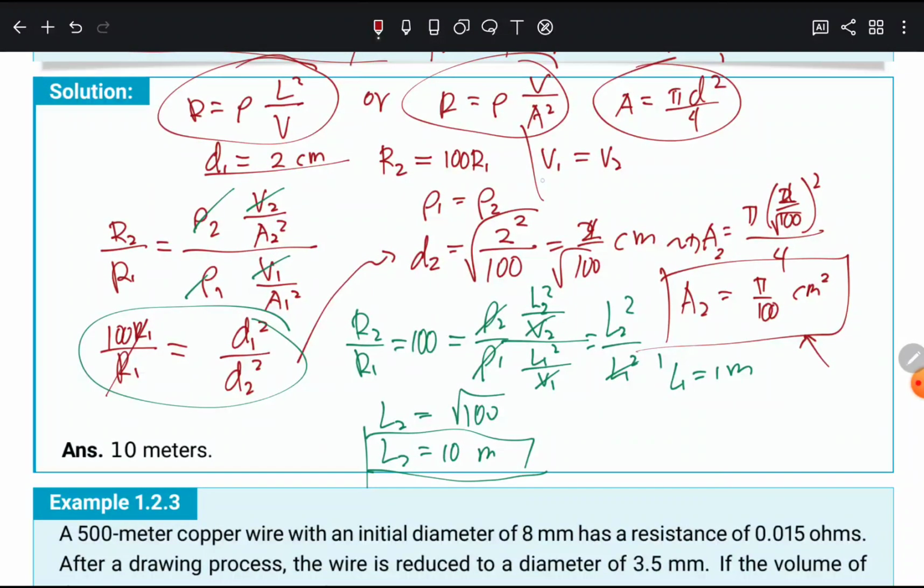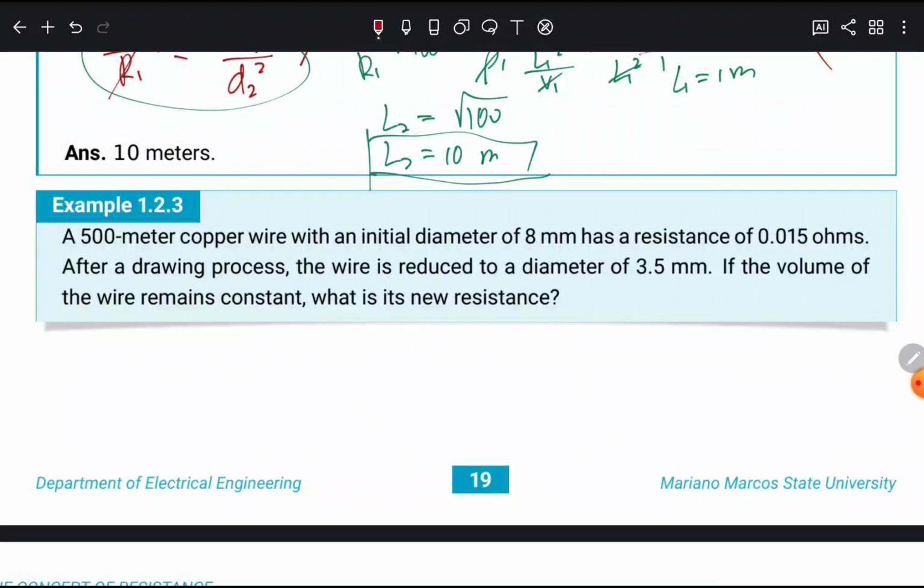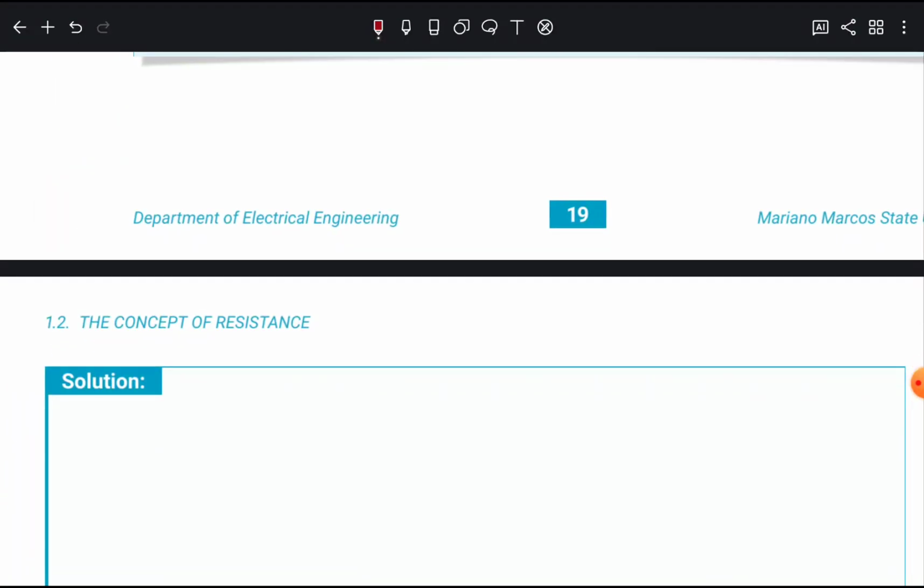So, we'll be using this formula because the diameter is given, but again, the length is also given. It's 500 meter. But we're given also the diameter, which is 8 millimeter, and that diameter will be reduced to 3.5 millimeter. It doesn't include the final value of the length, and we want to find the resistance, so we use that formula.